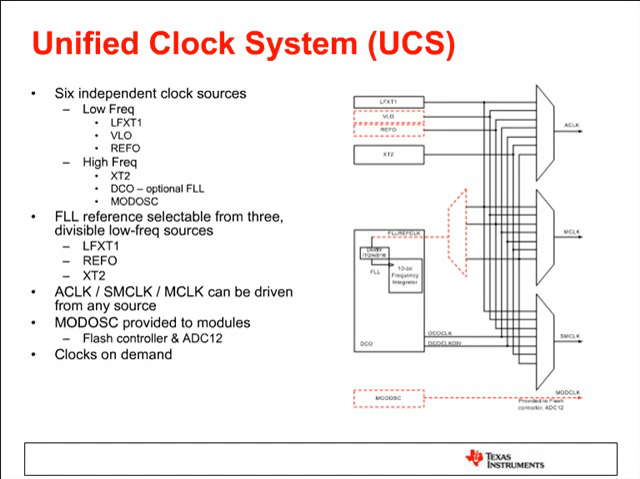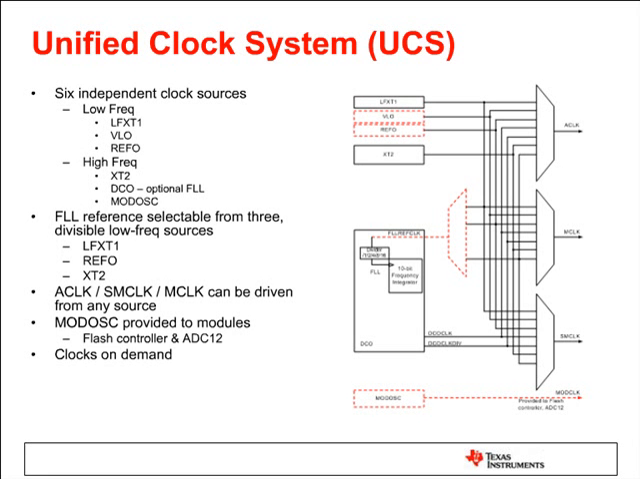In terms of high-frequency sources, we have the XT2, which in this case is the RF crystal. So you're going to have a 26 megahertz crystal out there. There is a DCO which we wrapped in an FLL, a frequency lock loop. And that frequency lock loop can accept either your 32 kilohertz crystal frequency, your reference oscillator, or your XT2 oscillator.